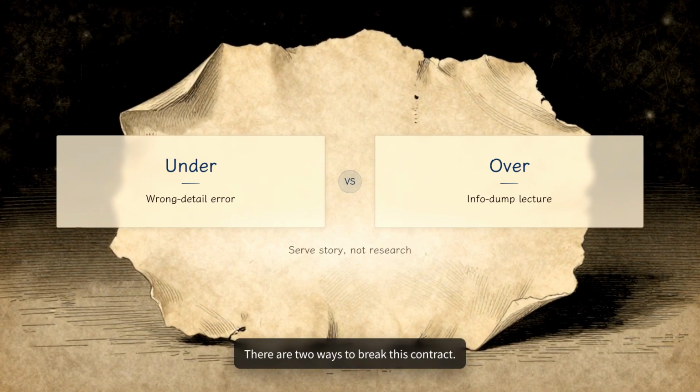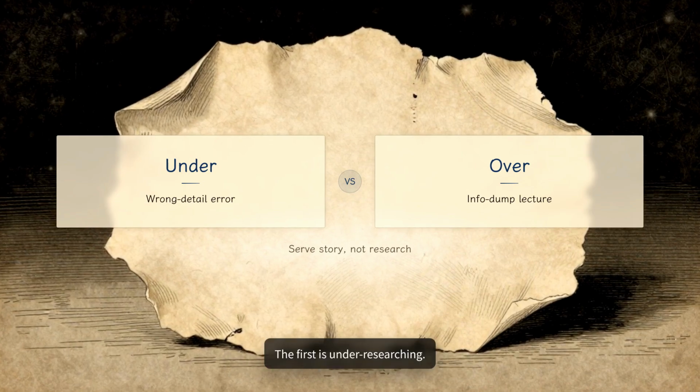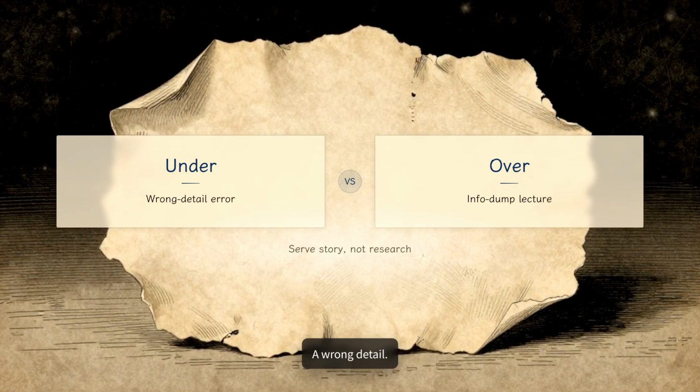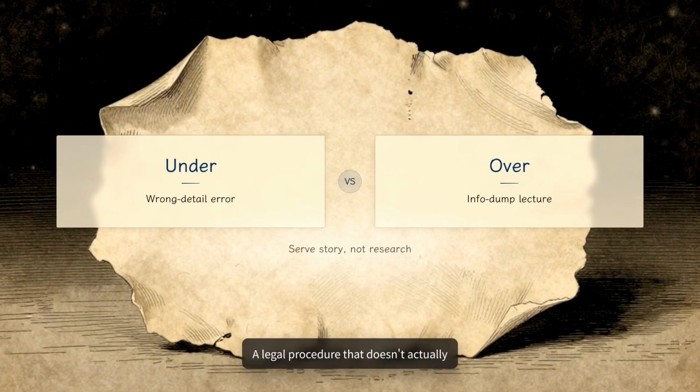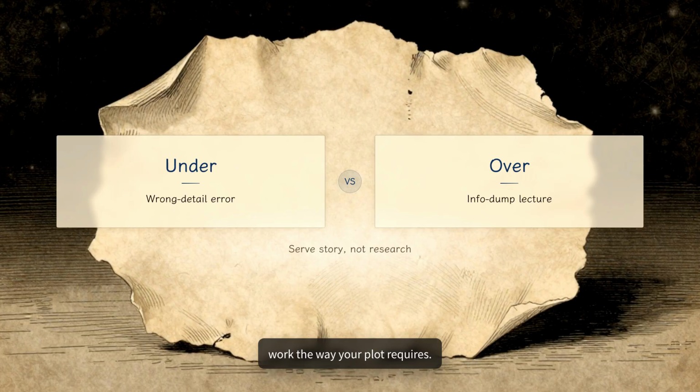There are two ways to break this contract. The first is under-researching. A wrong detail. A firearm that can't do what your character uses it for. A legal procedure that doesn't actually work the way your plot requires. A period-inaccurate object sitting in an 1840s parlor. That kind of error pulls the expert reader out of the story immediately. And it quietly damages the trust of every other reader who senses something is off without knowing why.